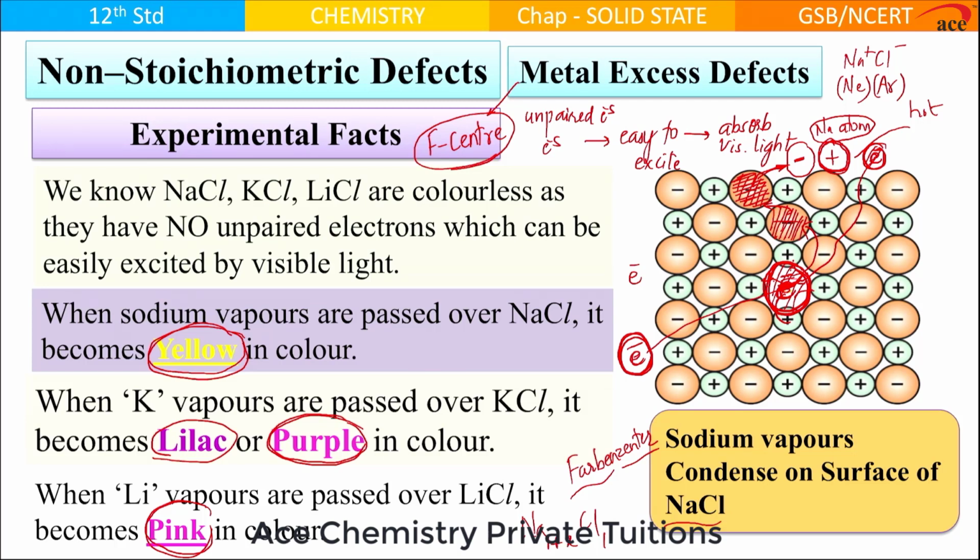That means sodium will be extra in number, that means metal is excess, therefore it got the name metal excess defect. Are you able to see the stoichiometry or the chemical formula has undergone a change? Because chemical formula has undergone a change, it comes under the category of non-stoichiometric defect. So why sodium chloride turns yellow when sodium vapors are passed? Answer is F-center defect. Why potassium chloride turns lilac or purple when potassium vapors are passed? Because of F-center defect or metal excess defect. That's the answer for us.